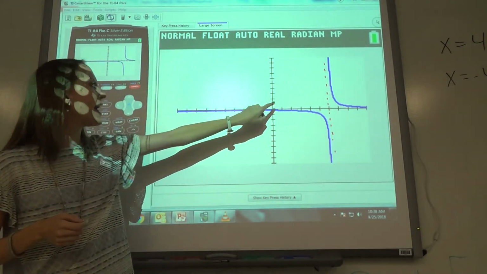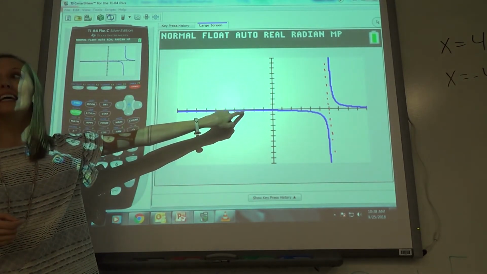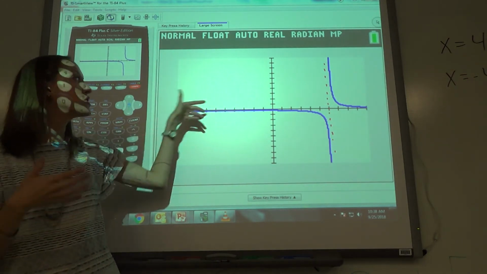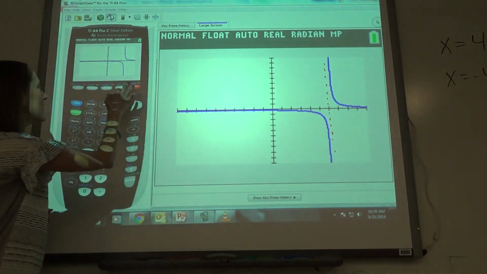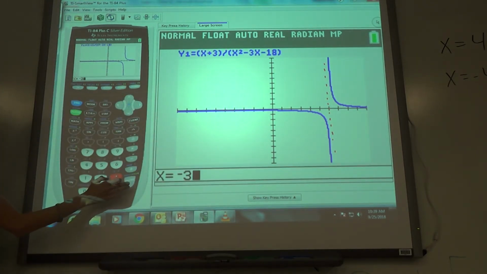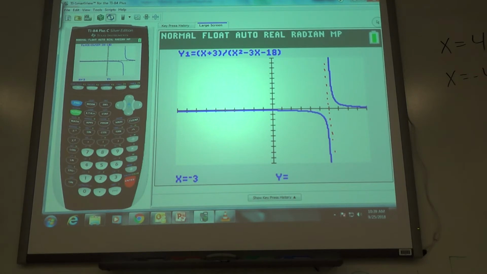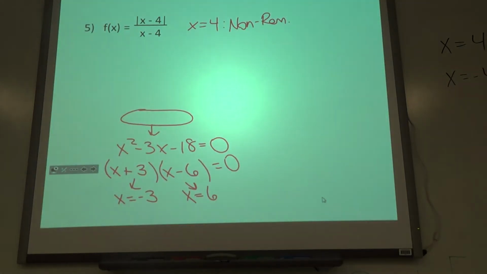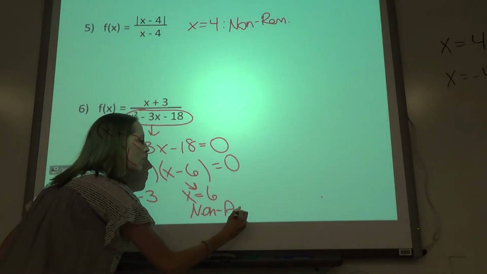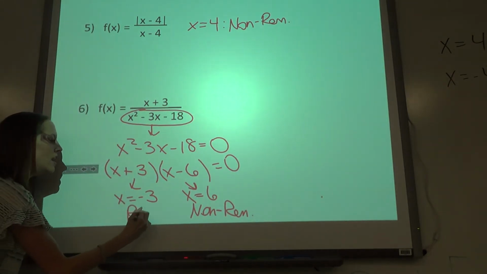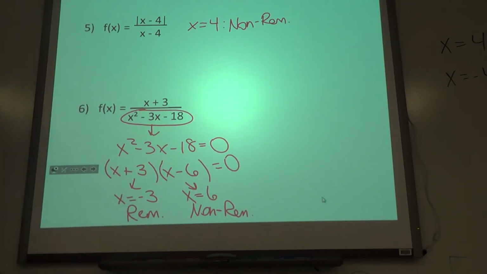Now what about -3? What's that one going to be? It's just removable. You could still find the limit as you approach -3. It's just there's a hole there instead of a point. So again, one of each type. X equals 6. That was the asymptote, so that was non-removable. And that was just a hole, so that would be removable. All right. Now, last one.